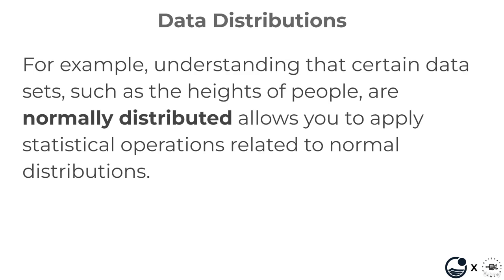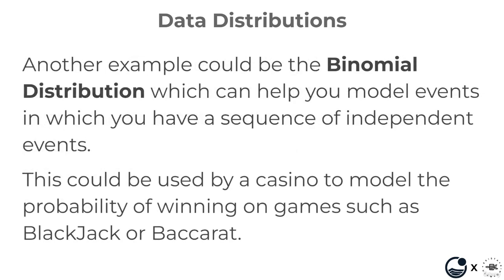As a quick note, we actually cover normal distributions, otherwise known as Gaussian distributions, in the next section because it's actually a very specific and important distribution that shows up a lot in real life. So another example could be the binomial distribution, which can help you model events in which you have a sequence of independent event outcomes. For example, that could be used by a casino to model out the probability of winning on games such as blackjack or baccarat, which could help the casino itself manage expectations of future revenues from certain tables.